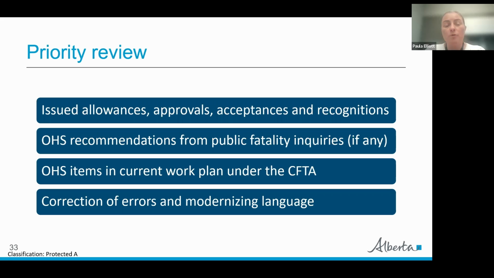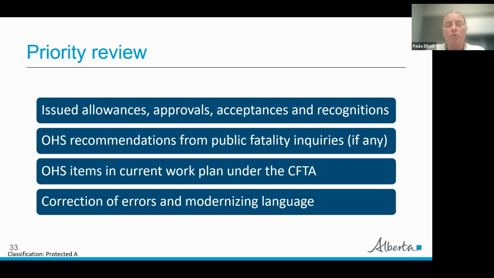The next priority review item, which would be on that regular review cycle as we review changes to the OHS code, is that we'll review recommendations from public fatality inquiries if there are any. The items that are in the work plan under the Canadian Free Trade Agreement or the RCT, the Reconciliation Cooperation Table, that's another priority item for review. So as new items and agreements are signed, that will then become a priority inclusion into the changes.